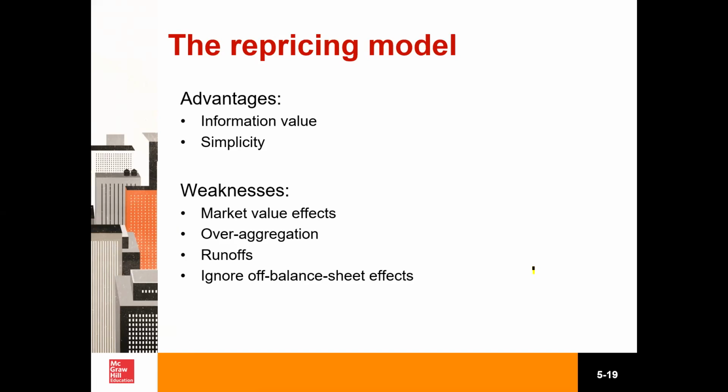Now, if this repricing risk or interest rate risk is higher, that will require the financial institutions to allocate more resources to reduce their interest rate risk exposure. So this information also has important value. However, the repricing model has several weaknesses. For example, market value effects, over-aggregation, run-offs, and ignoring off-balance sheet effects.